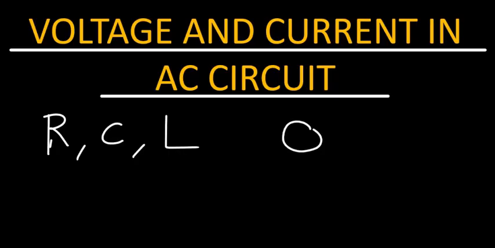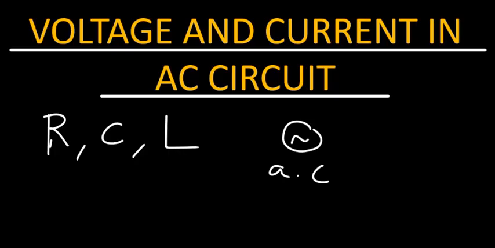In today's video, we will look at voltage and current in AC circuit. An AC circuit consists of circuit elements or combinations of circuit elements such as resistor, capacitor, and inductor, along with an AC generator or an AC source that provides an alternating current.